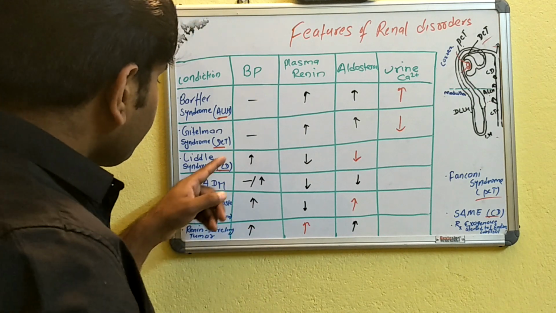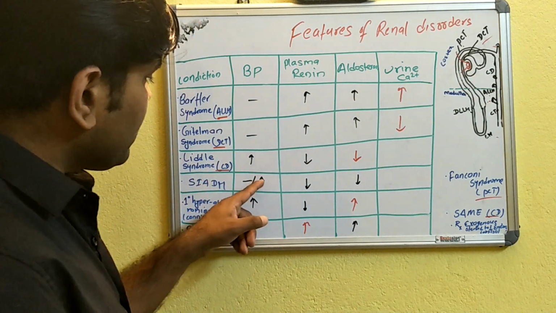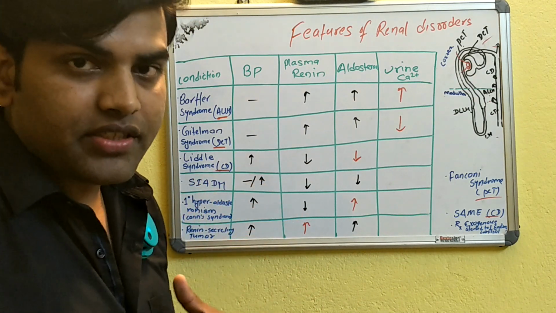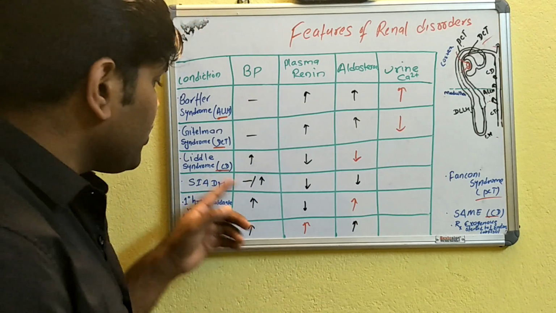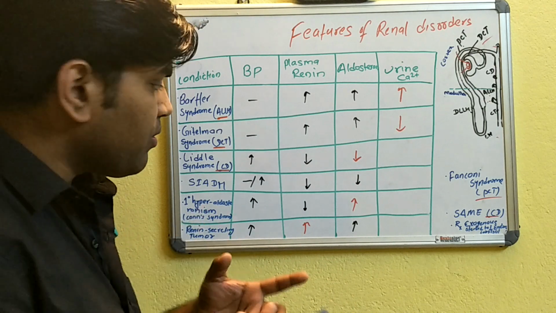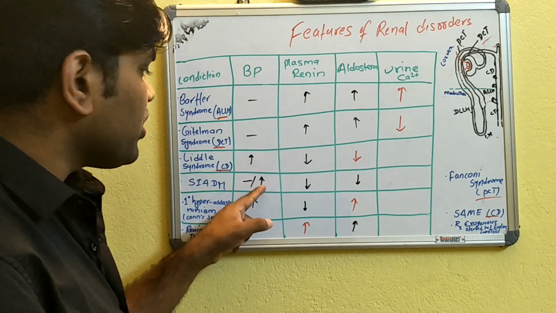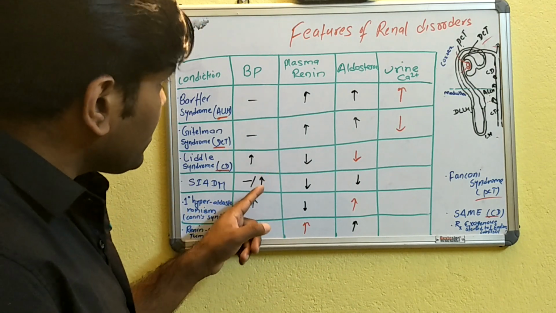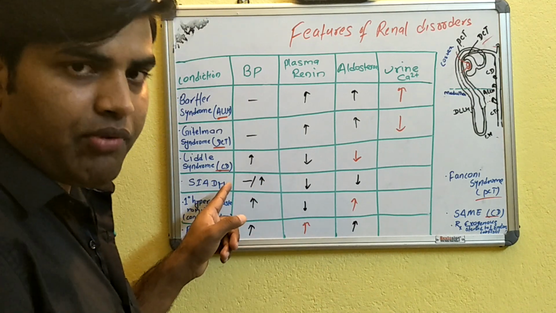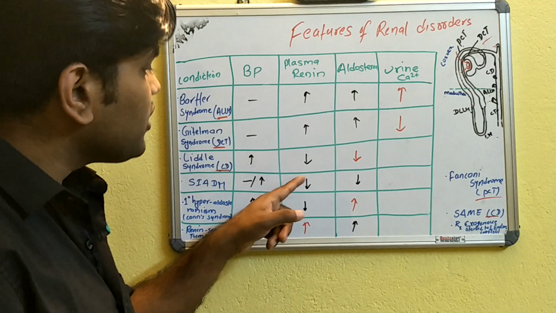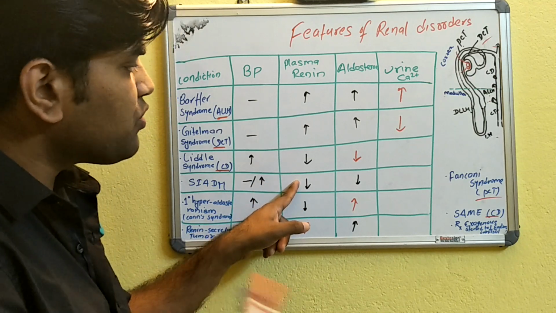Okay, in SIADH, what will happen? This is a syndrome of inappropriate ADH secretion. So there will be more ADH. Since more ADH is there, there will be more water absorption. More water absorption may lead to normal BP or an increase in BP. Okay, but the plasma renin, since it is a syndrome of inappropriate ADH secretion, has no relation with the renin angiotensin aldosterone mechanism.